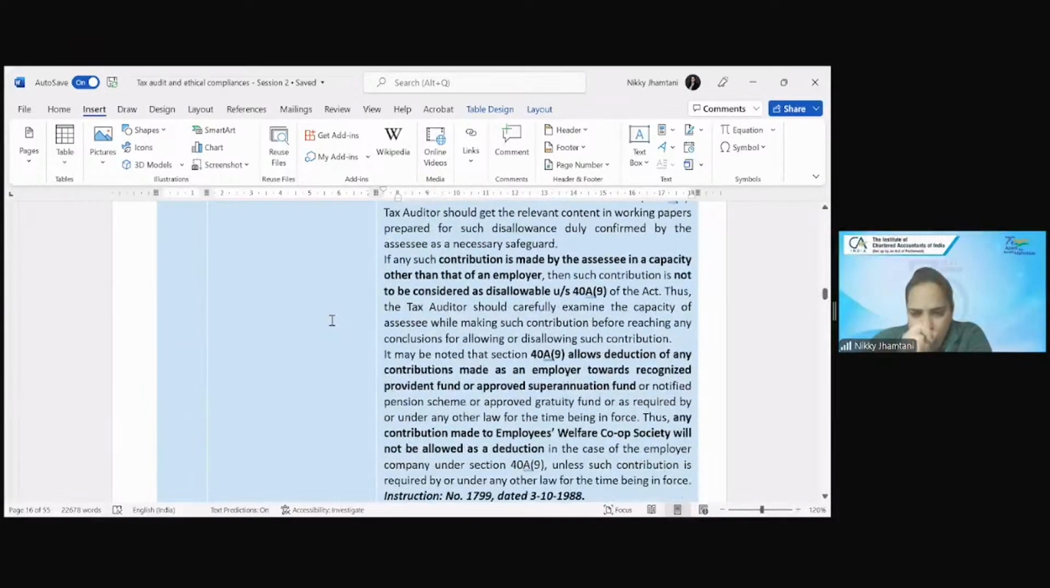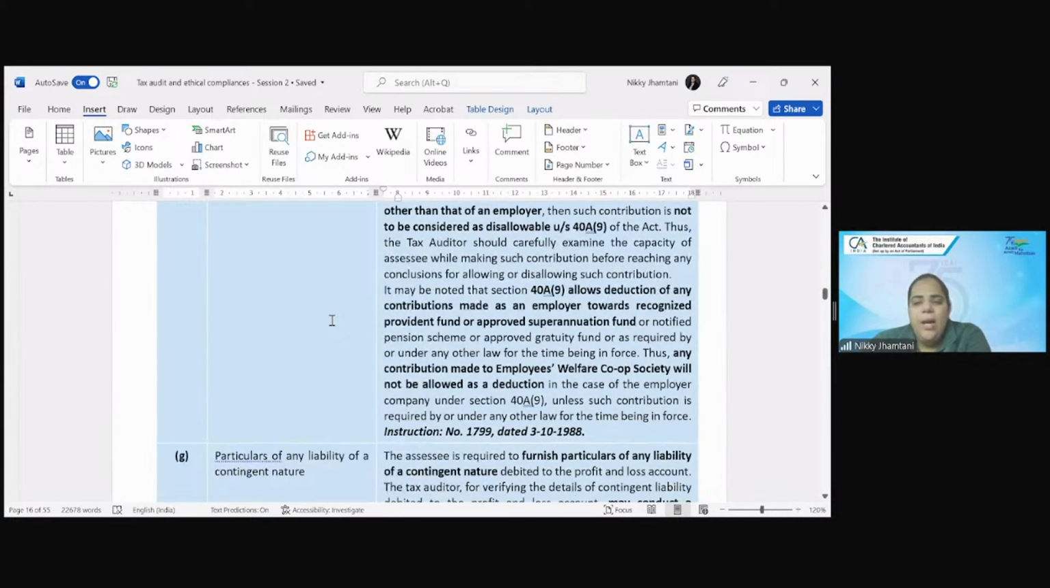If any such contribution is made by the assessee in a capacity other than that of an employer, then such contribution is not to be considered as disallowable under 40A(9). Thus, the tax auditor should carefully examine the capacity of the assessee while making such contribution before reaching any conclusions. It may be noted that 36(1)(iv) allows deduction of any contributions made by an employer towards RPF or APF or notified pension scheme or approved gratuity fund or as required by any other law.